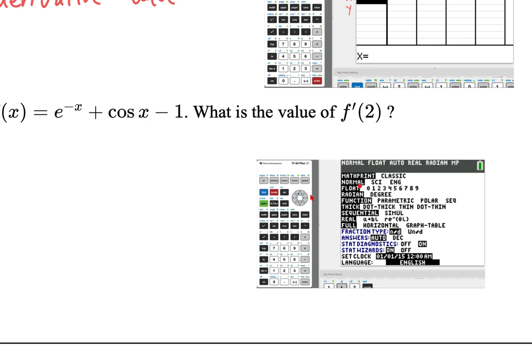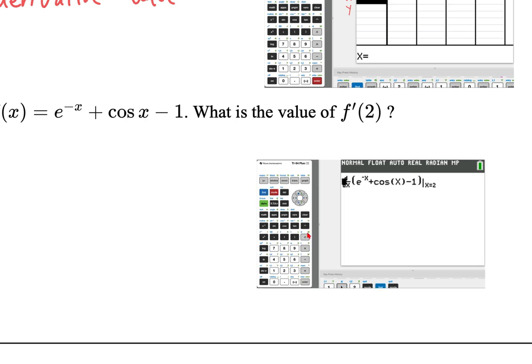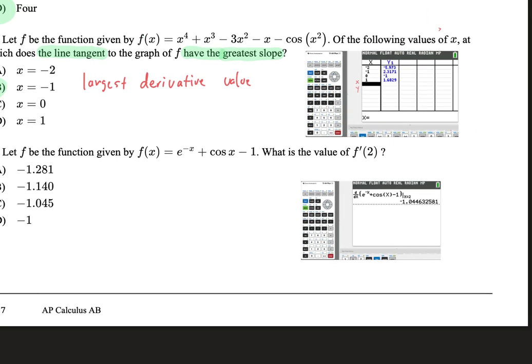Oh yeah, make sure that your mode's in radians when you deal with trig functions, since a trig function was in there. And that's it. So that's the answer. So if you just want to plug in one x value into the derivative, I would just go to a blank screen, do math 8 there, and then it'll get you the answer. Maybe a little quicker.